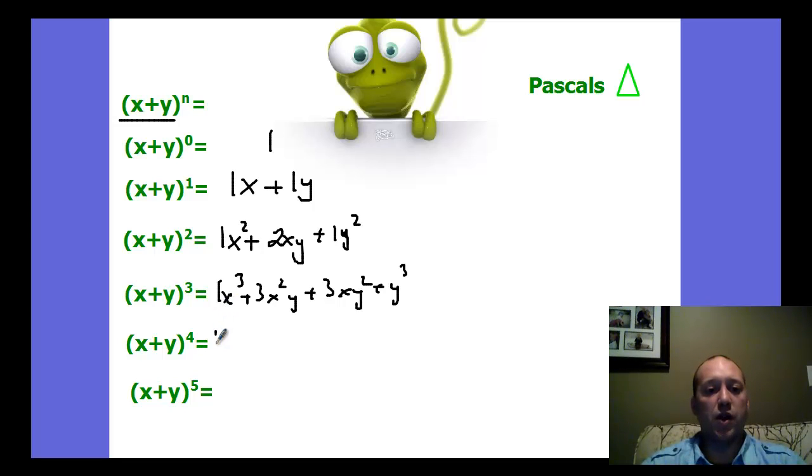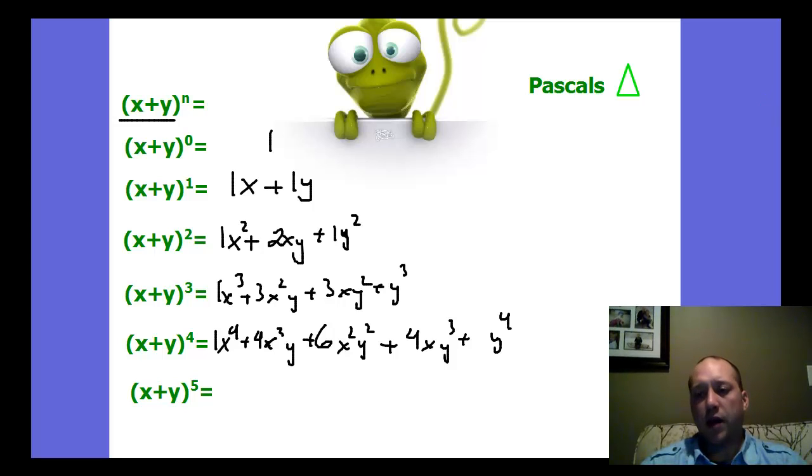I know the pattern, so I'd have 1x to the 4th plus 4x cubed y plus 6x squared y squared plus 4xy cubed plus 1y to the 4th.